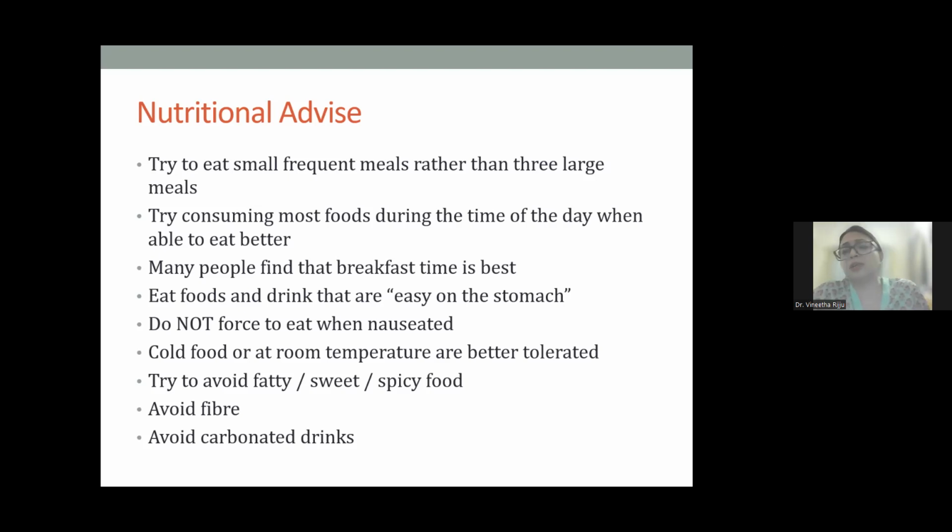Having said that, sometimes it also depends on what the patient prefers most. Even though we talk about cold food, in an Indian scenario we are so comfortable with warmth. So maybe not boiling or piping hot, but room temperature food would be more suitable. Right. Now, try to avoid fatty, sweet and spicy food, because these can further aggravate the nausea and vomiting. And avoid fiber, keeping in mind the constipation, which, in case of intestinal obstruction, can further worsen the nausea and vomiting.